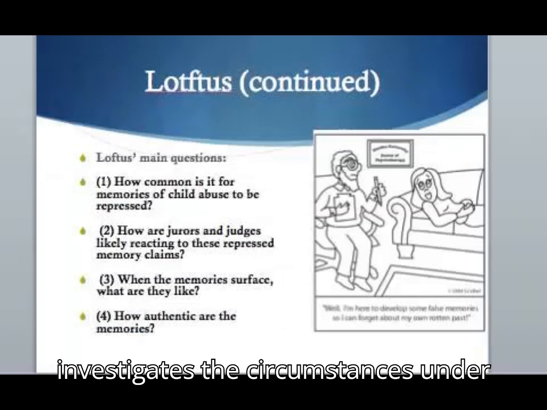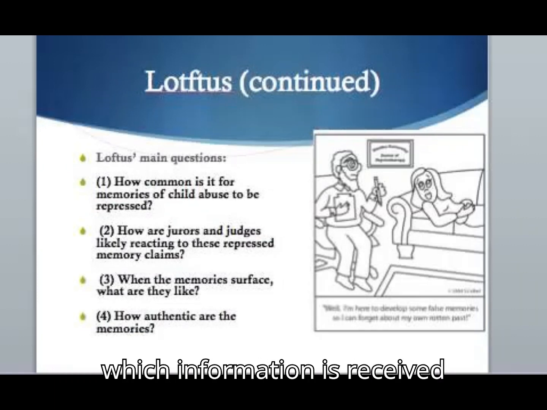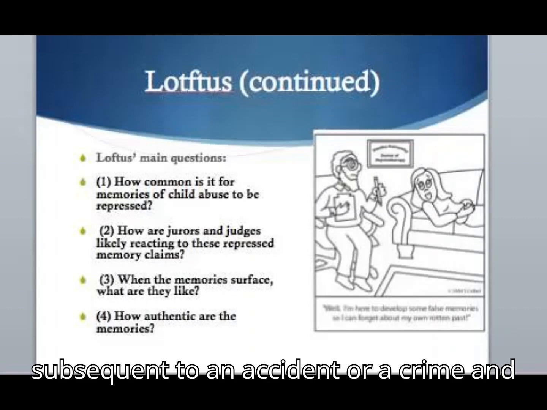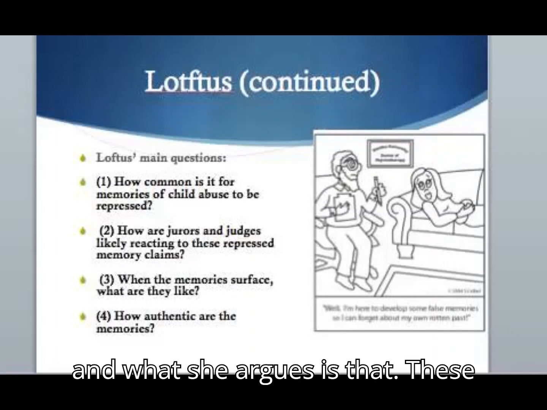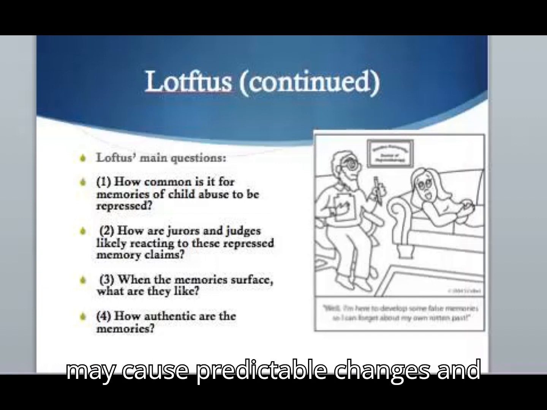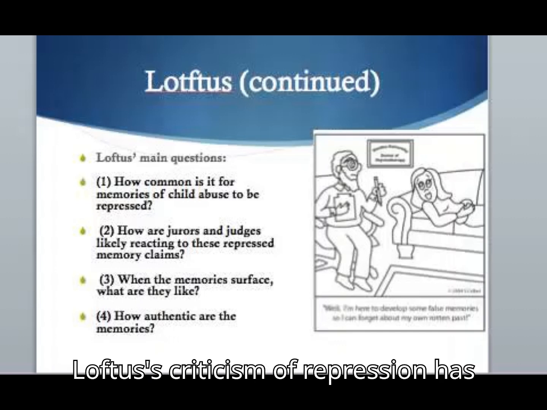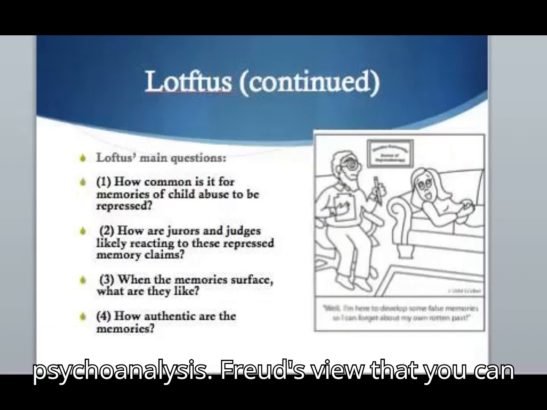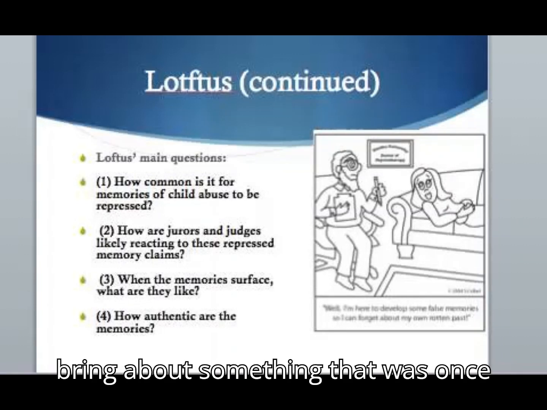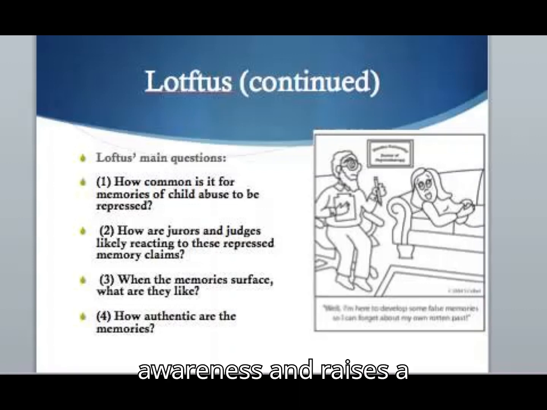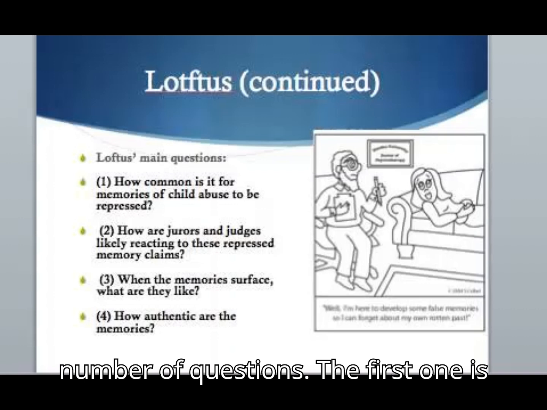So she investigates the circumstances under which information is received subsequent to an accident or a crime. And what she argues is that these may cause predictable changes in witnesses' recollection of events. So Loftus's criticism of repression has altered the cornerstones of psychoanalysis, Freud's view that you can bring something that was once unconscious into conscious awareness, and raises a number of questions.